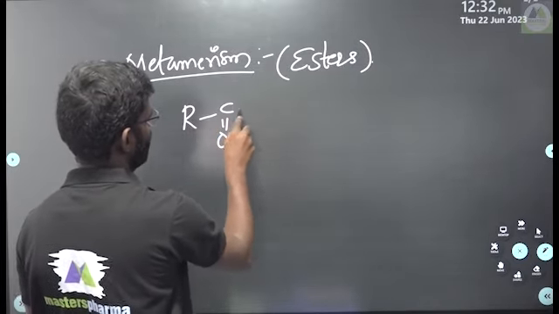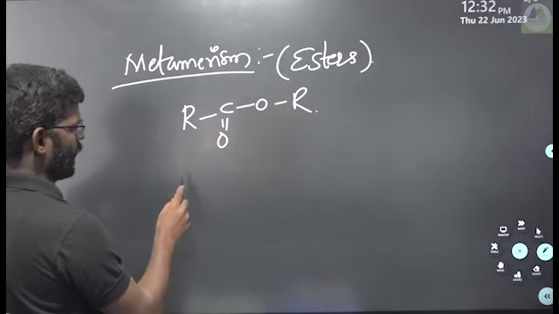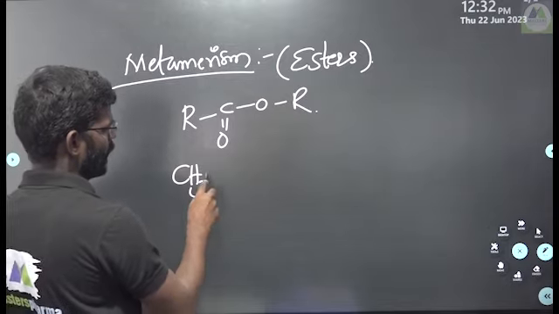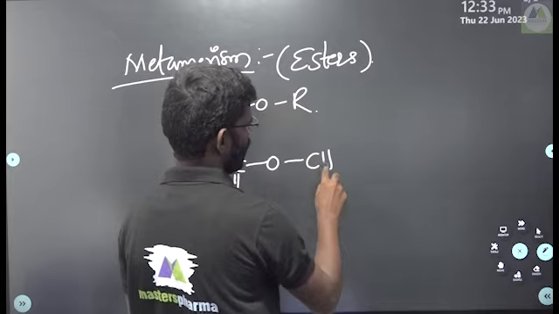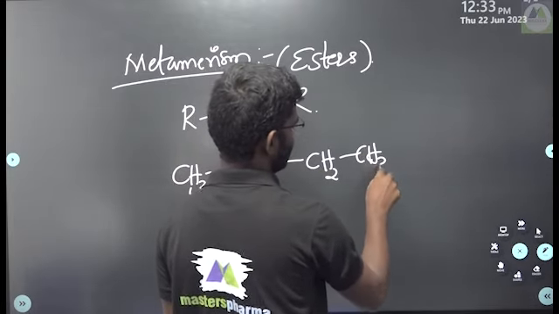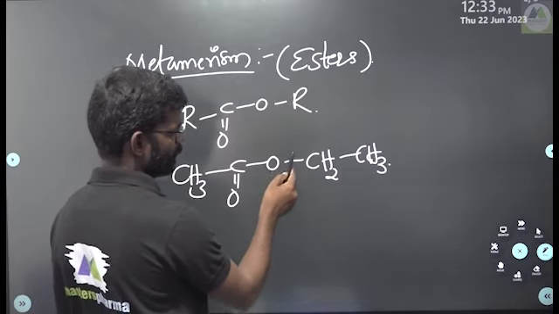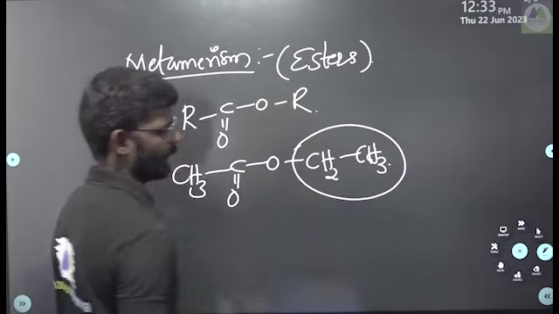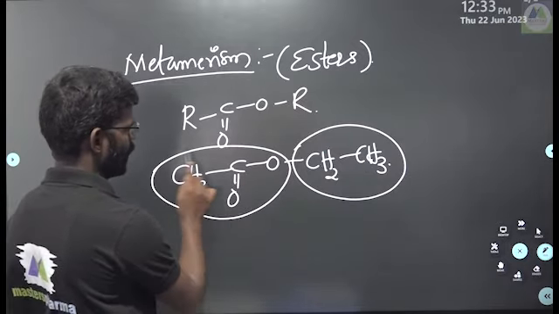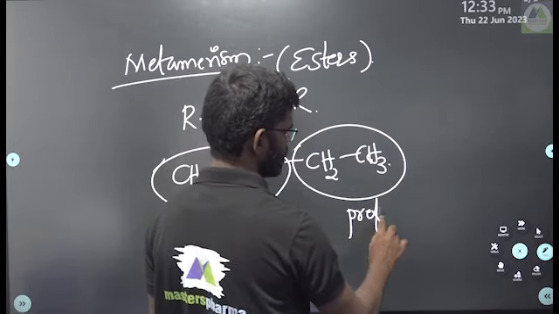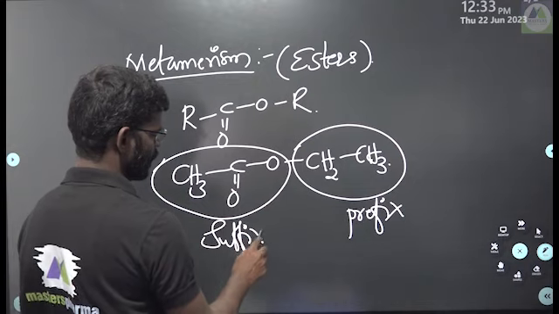R C double bond O, then O and R. This is called an ester. For example, if you take one example, R is replaced by methyl, C double bond O, then O, and the other R is classified as ethyl. How can we give the numbering for esters? After the oxygen, we write the prefix, and this part is called the prefix and this top part is called the suffix.